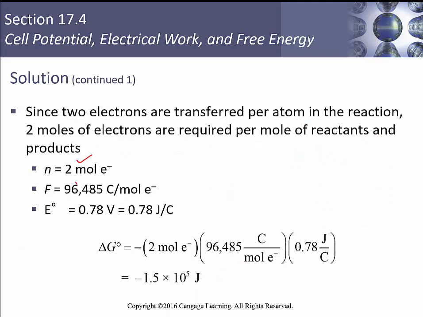F is Faraday's constant. We got our E cell, so delta G is going to be 2 times 96,485 coulombs per mole of electrons. My mole of electrons cancel out. Our E cell is going to be in volts, which is joules per coulomb. My coulombs cancel out. I'm left with joules. Boom, I've got a delta G naught value.